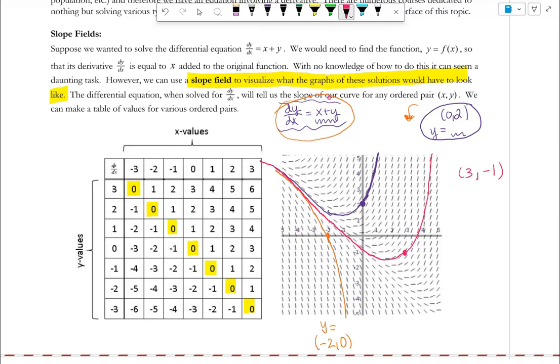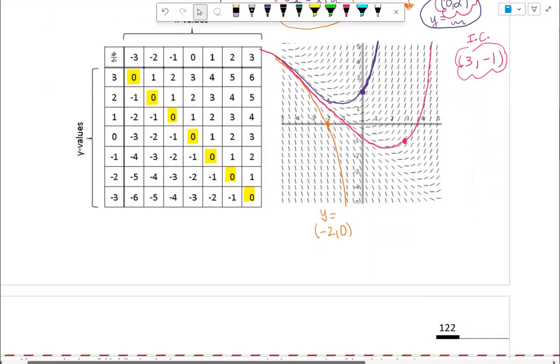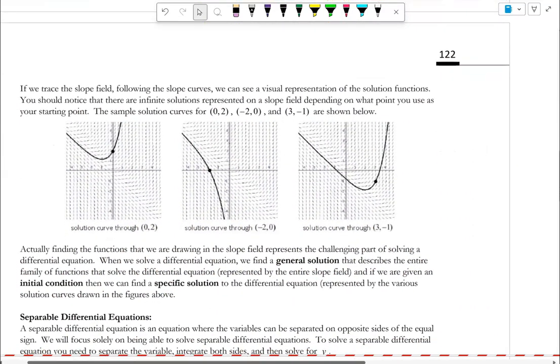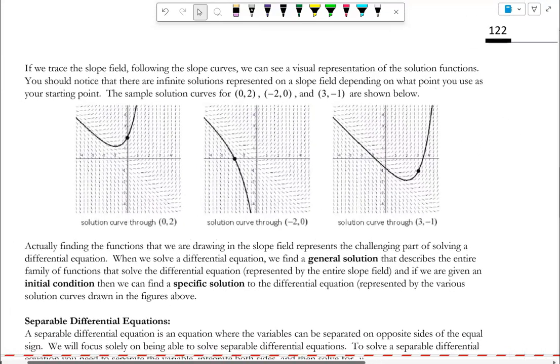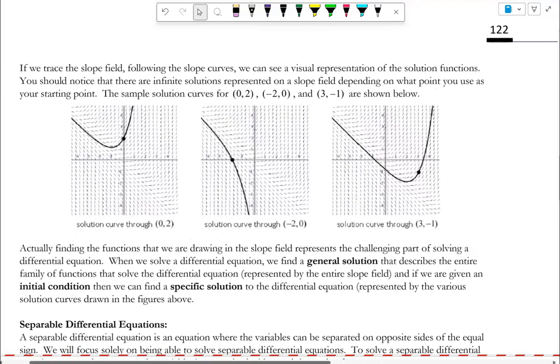All right, so these are 3 different solutions to a differential equation that again has infinitely many solutions. And instead of really talking about just the constant, we're going to think of this as always having an initial condition. So these ordered pairs we could think of as an initial condition that must be met for our differential equation.